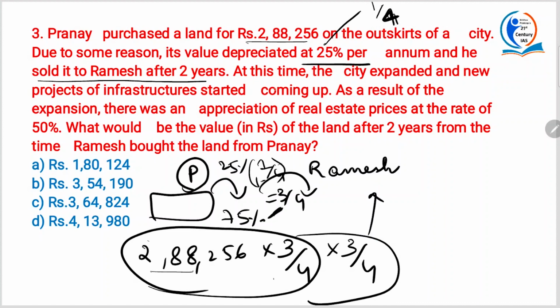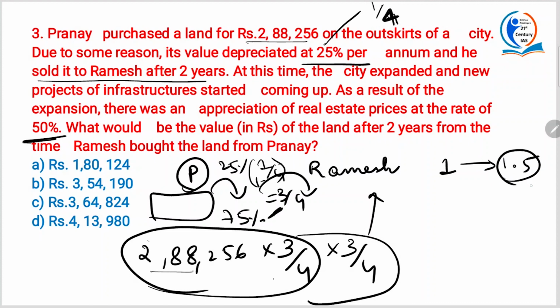Now, at the same time, the city expanded and new projects of infrastructure started coming up. As a result of the expansion, there was an appreciation of real estate prices at the rate of 50%. Now at the rate of 50%, it is increasing. So, initial price, if it is 1, how much will the new price become? It will become 1.5.